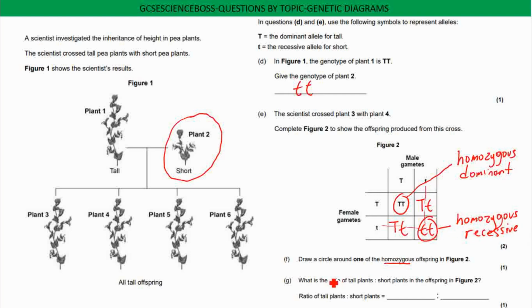What is the ratio of tall plants to short plants? So I have 1 tall, 2, 3 tall. So that is 3 tall to 1 short. Guys, that is easy. Oh my God. If you get that on your exam, make sure you smash that out of the park. That is way too easy.